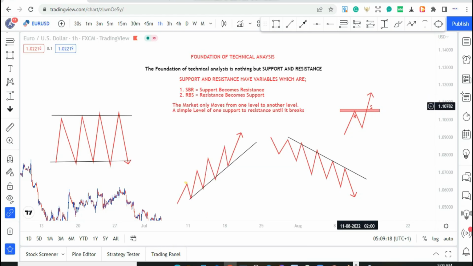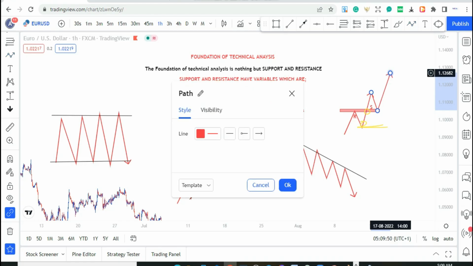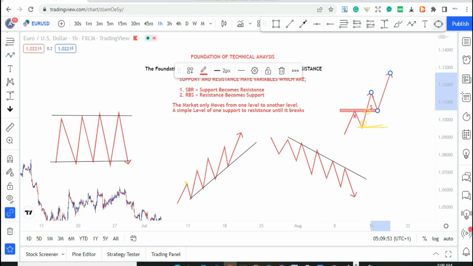There are areas where price can reverse to. Price can reverse here. Price can reverse here. But if it goes below this place, it is invalid. So in this case, we say resistance has become support. Is it that price comes here and does this? Or price comes here and does this?